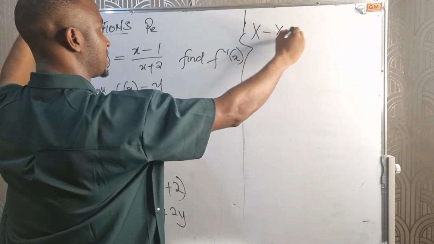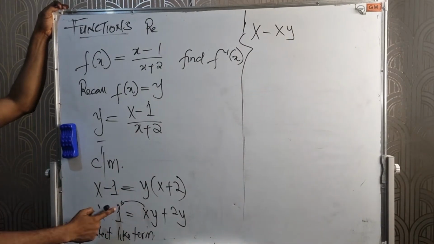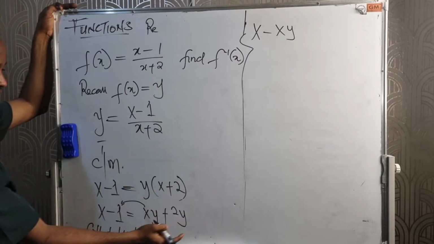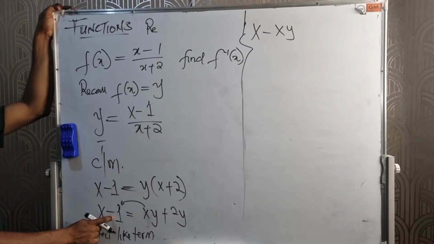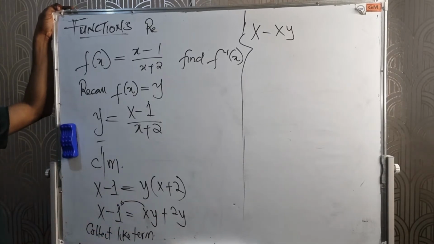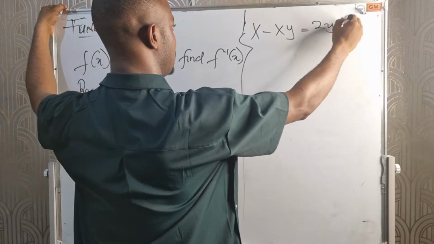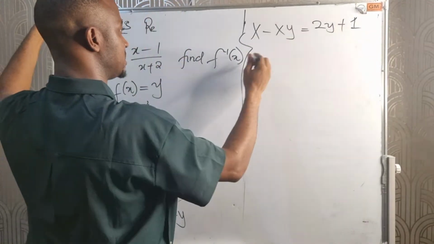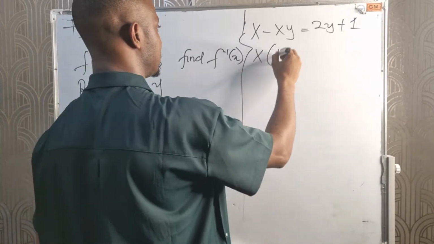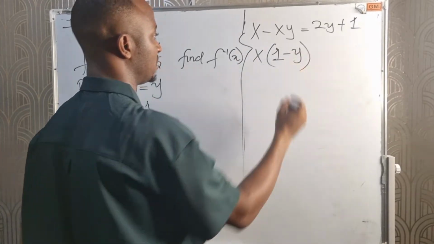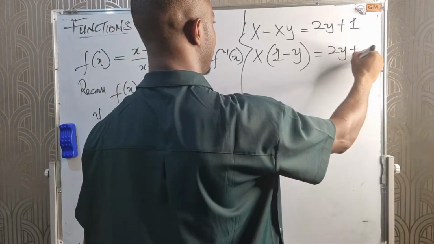X minus xy. Am I communicating? When you move this here, it becomes x minus xy. When you move this minus 1 across, what is remaining here is 2y, right? So when you move your minus 1 across, it becomes plus 1. So here becomes 2y plus 1. Am I communicating? Equals 2y plus 1. Between these, what is common is x, because we are looking for x, right? So here we have x times 1 minus y equals 2y plus 1.